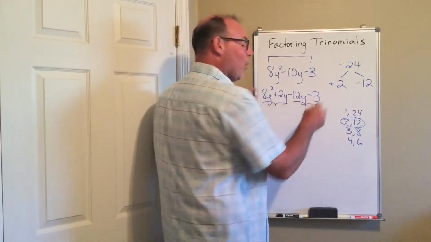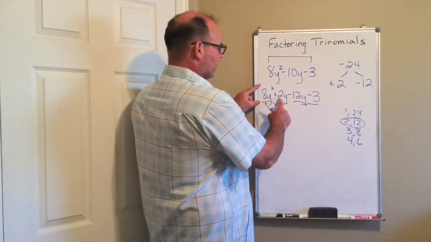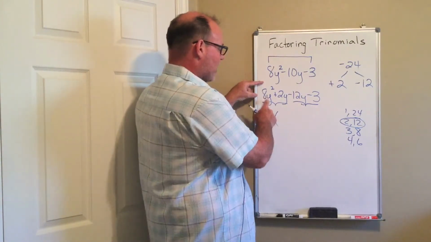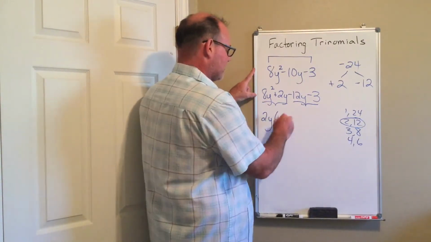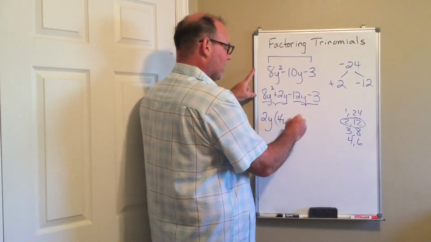That is the reason why I wanted to break this into something with 4 terms. Out of the first pair of terms, I can factor out a 2y. 8y squared, I factor out a 2y, it leaves me 4y. 2y, when I factor out a 2y, it leaves me 1.